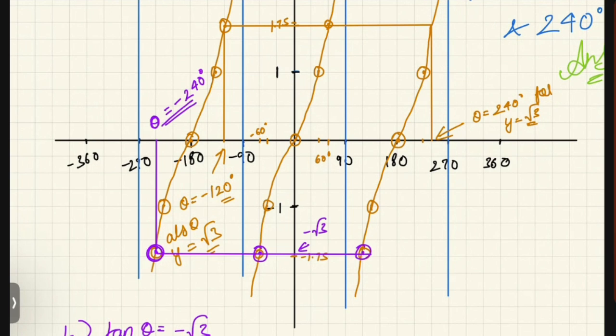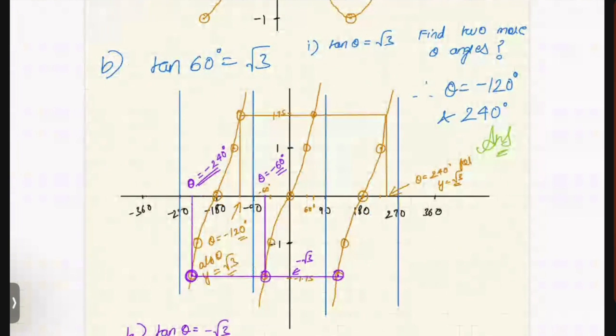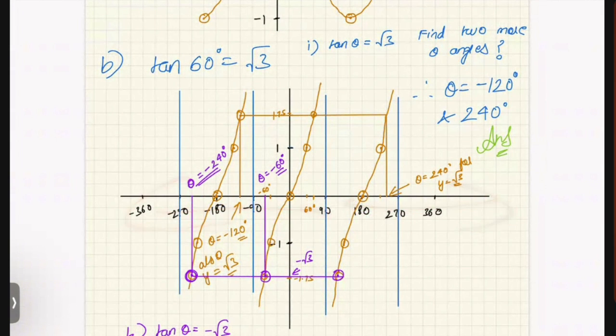Another value you want to find: they are already giving you tan theta is minus root 3. So another value comes here. This is your other curve. You drop a perpendicular from minus root 3 on the y-axis to the curve. You come here, you meet the curve, and then you drop a perpendicular on the x or theta axis. What is this? Theta equals minus 60 degrees. You can have n number of values because the graph doesn't stop. It stretches to infinity, to the left and to the right.